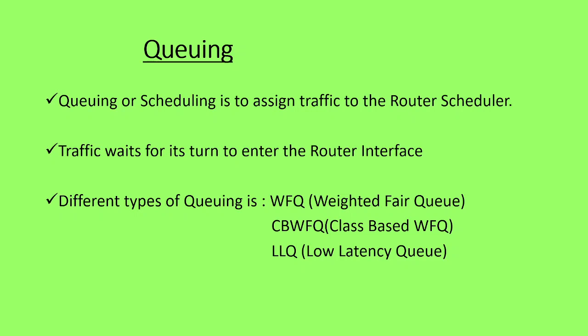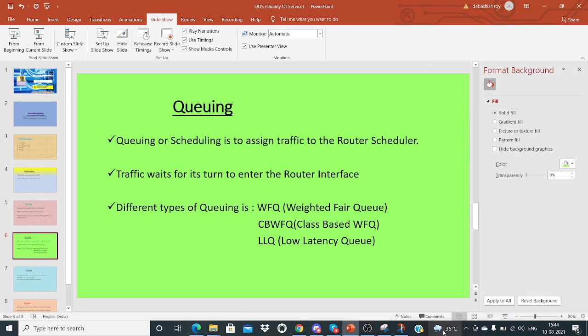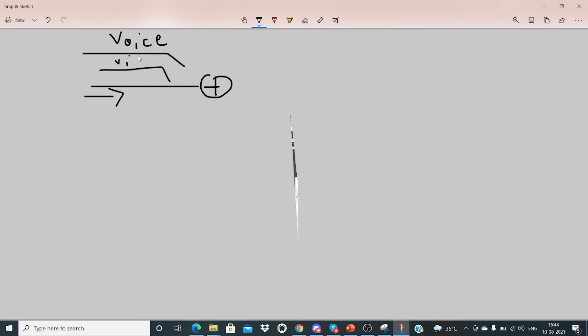There are different types of queuing: WFQ, that is weighted fair queue, CBWFQ, class-based weighted fair queue, and LLQ, low latency queuing. So what are those things? We'll understand now. Say for example, this is my router and this is the scheduler. Here all the traffic is coming, and here it is waiting for its turn. First is voice, second is say video, the second queue, and on the third queue, that is data. So they are waiting to enter the router interface on the scheduler. Now if it's WFQ, weighted fair queue, then what happens?